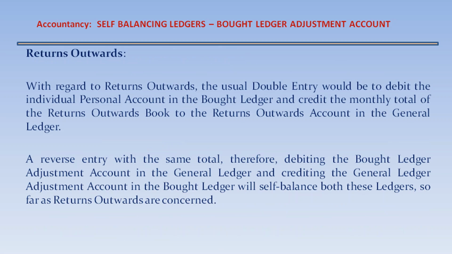Returns outwards. With regard to returns outwards, the usual double entry would be to debit the individual personal account in the BAT ledger and credit the monthly total of the returns outward book to the returns outwards account in the general ledger. A reverse entry with the same total, therefore, debiting the BAT ledger adjustment account in the general ledger and crediting the general ledger adjustment account in the BAT ledger will self-balance both these ledgers so far as returns outwards are concerned.